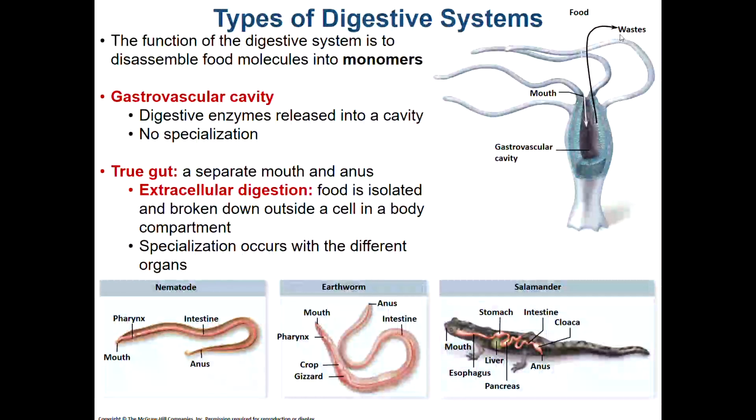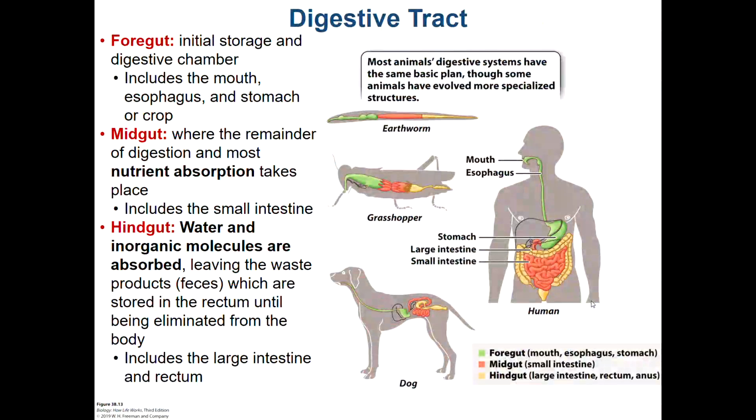Because of that, we have specialized organs that help to do different jobs. And you can see, looking at this nematode, earthworm, and salamander, that different organisms have more and more complex digestive systems. Most animals have the same basic plan when it comes to the digestive system. Some animals, which we will talk about later in this lecture, have evolved more specialized structures, but the overall general plan is the same for all animals.